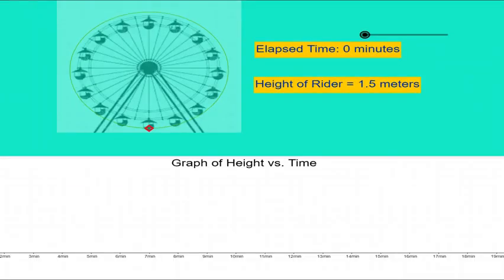All right. One of our word problems that we're going to start with today is the movement of a Ferris wheel.